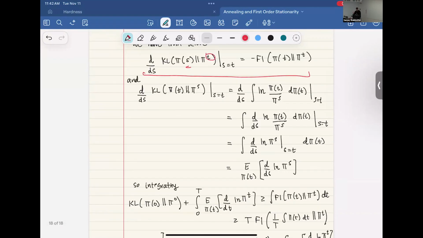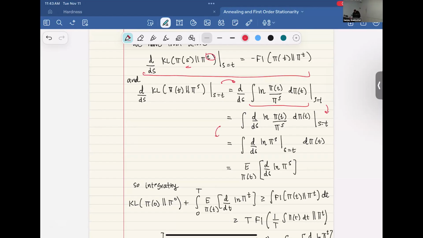The other one, we're just going to do some algebra to get this into a form that we can work with. So this is the definition of KL distance. I have d by ds of the expected value of log pi t divided by pi s, d pi t, right? From here to here, I've just written out the definition of KL distance. From here to here, I swapped the order of the integral and derivative. We'll assume, as always, that you can do these kinds of things.